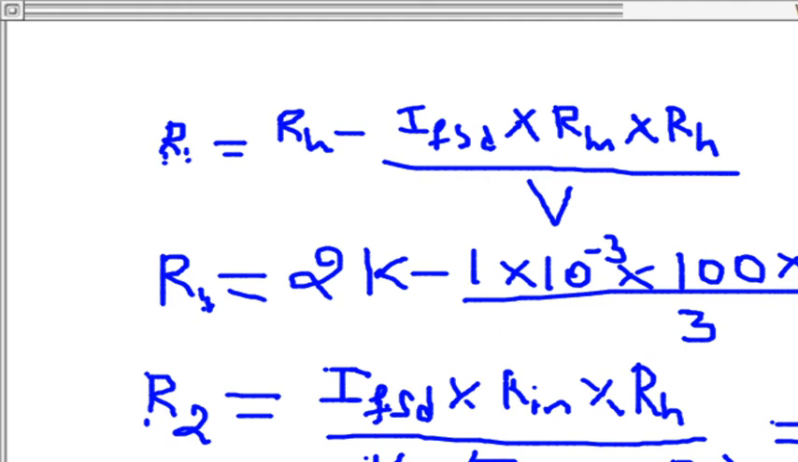Okay. So if the voltage is dropped from 3 volts to 2.85 volts, then what should be the value of R2 in order to get the full scale deflection in the basic meter? We have to find out the value of R2. So use the same expression. R2 is equal to IFSD into Rm into RH by V minus IFSD into RH. All the values will be the same, but instead of 3 volts, we have to take 2.85 volts in the place of voltage V. Okay, then R2 will become 235.29 ohms.